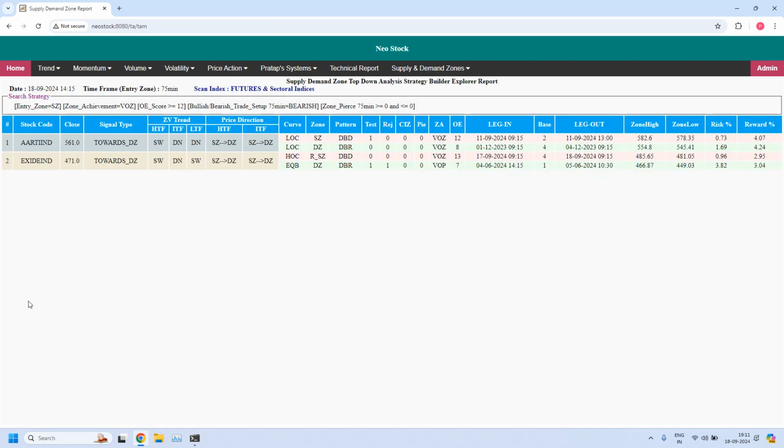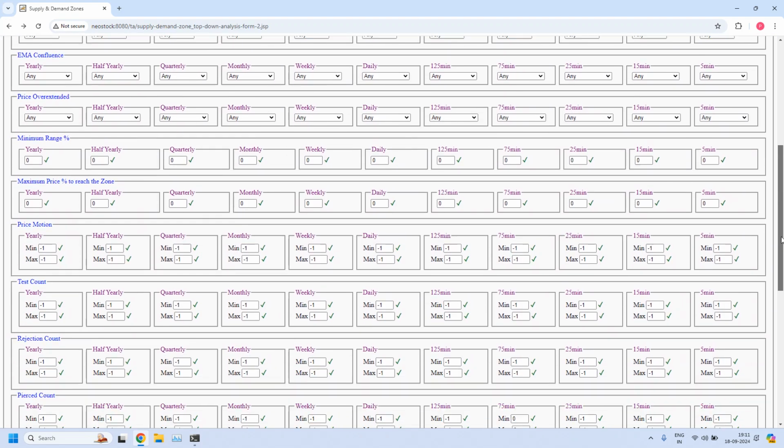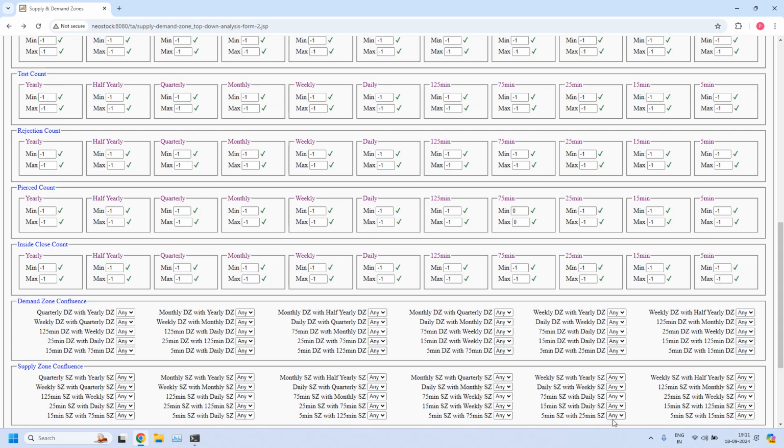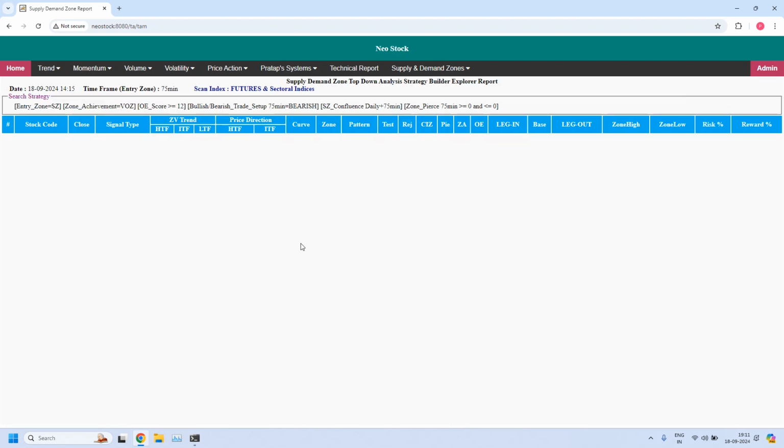And all the 3 filters are applied to 75 minute supply zone. So 2 stocks are filtered. So these 2 stocks are currently supporting bearish trade setup for weekly income trade. Let's verify any of these 2 stocks are having ITF supply zone confluence. That is 75 minutes and daily supply zone confluence. So I am enabling the filter 75 minute supply zone with the daily supply zone confluence. Let's verify. So none of the stocks are having ITF confluence. So that means they won't be having even HTF confluence. Fine.